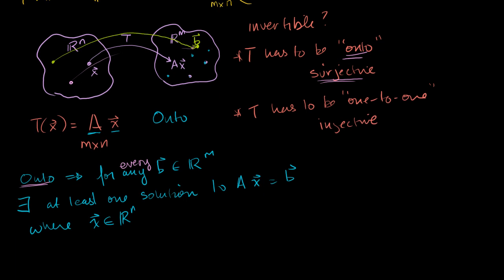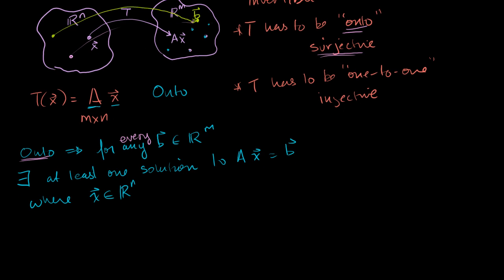That means that A times x has to be able to construct any member of Rm. You can construct any member of Rm by taking a product of A and x, where x is a member of Rn.